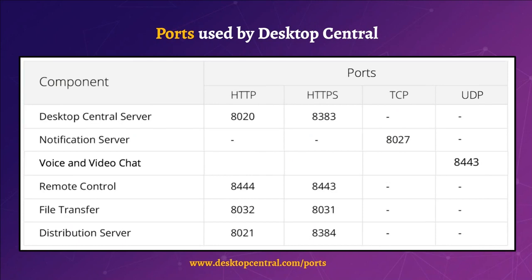So here are the ports used by Desktop Central. We would recommend you to open these ports in order to use the specific features in Desktop Central. For example, voice and video chat is one of the features associated with the product and works on UDP port 8443. Agent server communication happens on port 8020, and server to agent notification happens on port 8027, which is a TCP port. Agent server communication can also happen securely on port 8383. To know more about the ports, you can visit the website mentioned below, desktopcentral.com ports.